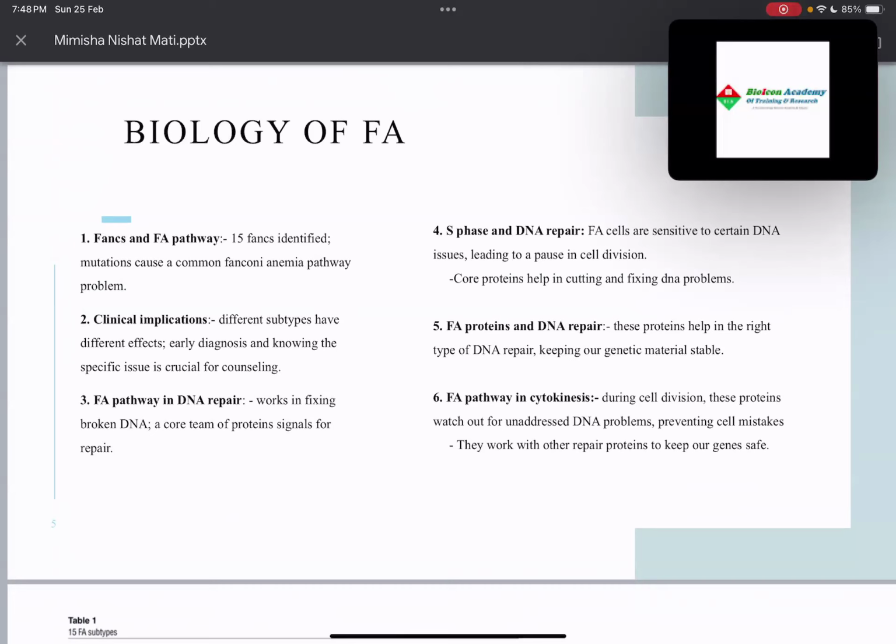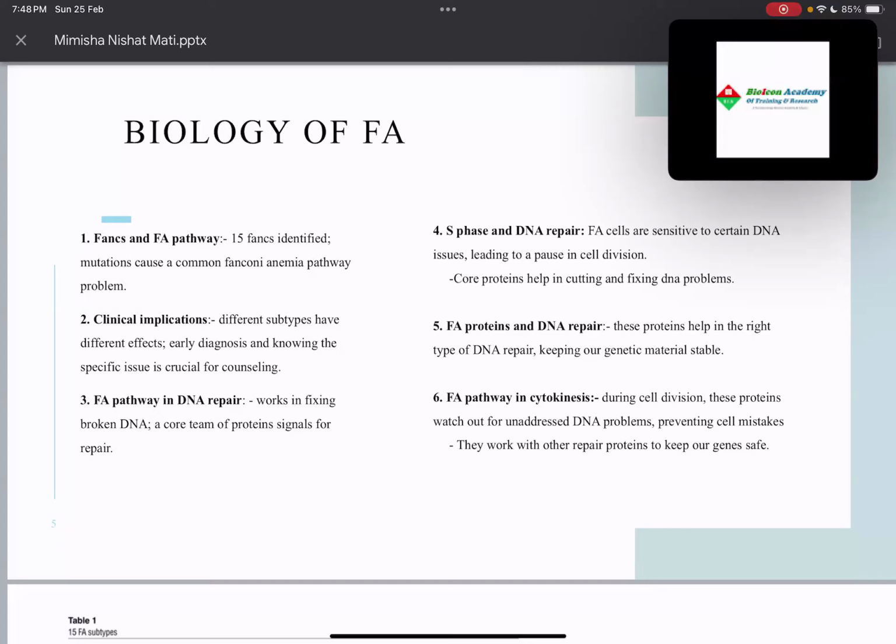FA pathway in DNA repair. It works in fixing broken DNA, with a core team of proteins signaling for repair. S-phase and DNA repair: FA cells are sensitive to certain sorts of DNA issues, leading to a pause in cell division. Core proteins help in cutting and fixing this sort of DNA problem.